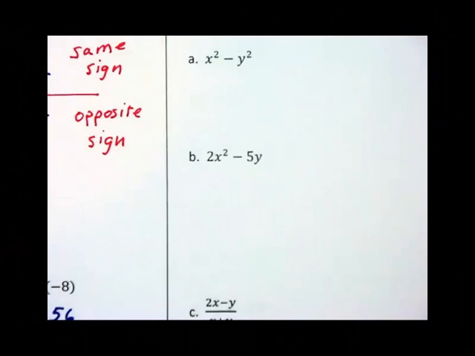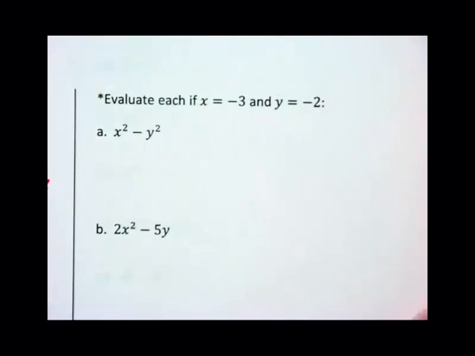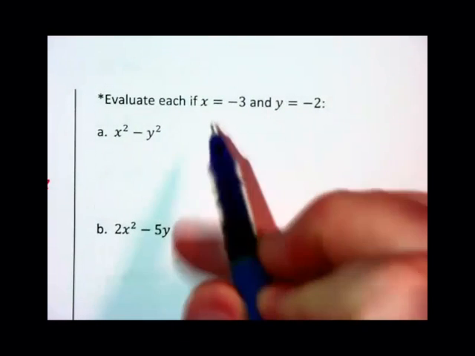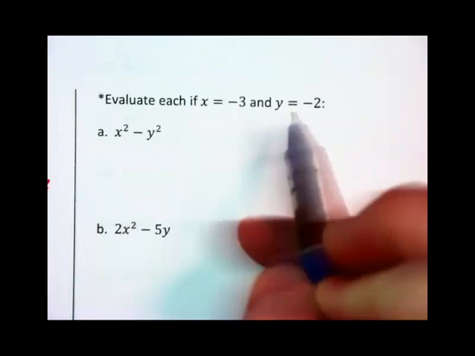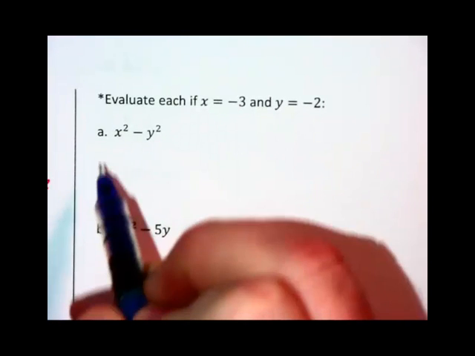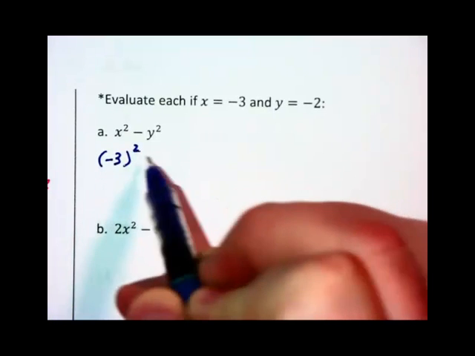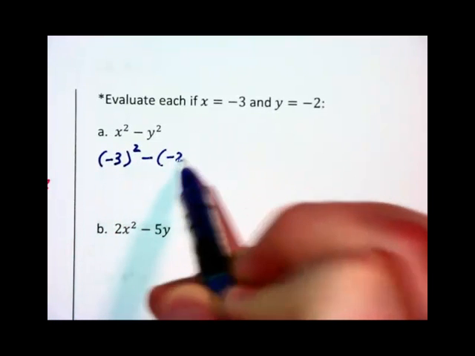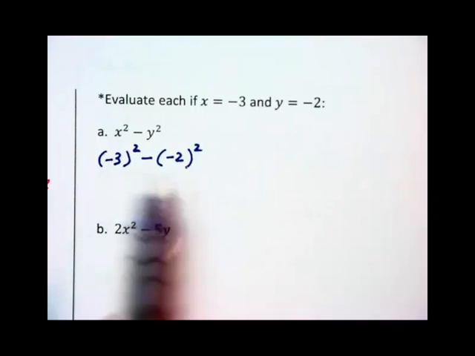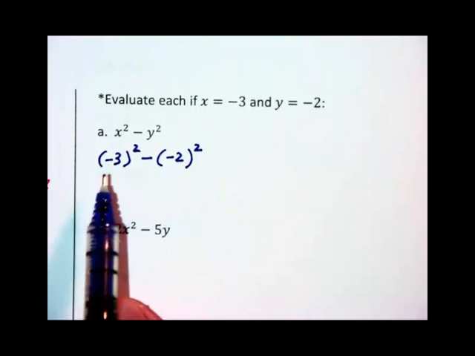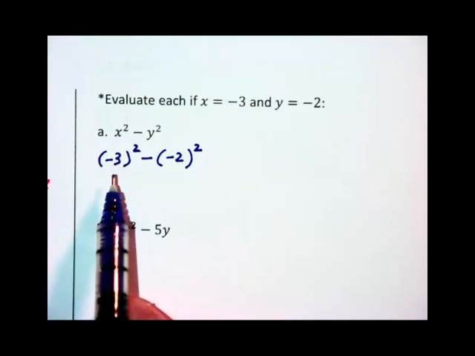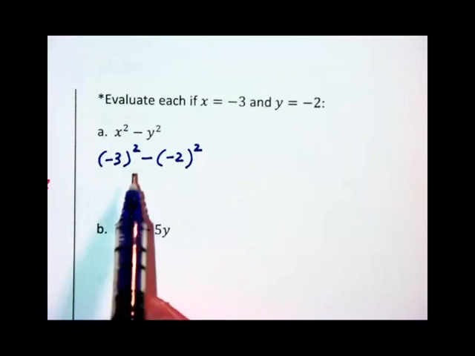Now, when we start evaluating expressions, this same concept still applies. We know that evaluate means to substitute these numbers in and see what this is equal to. We're going to have negative 3 getting squared minus negative 2 getting squared. And I told you in a previous video to watch out that whenever you use substitution, to use parentheses. That way we won't get into this whole negative issue.